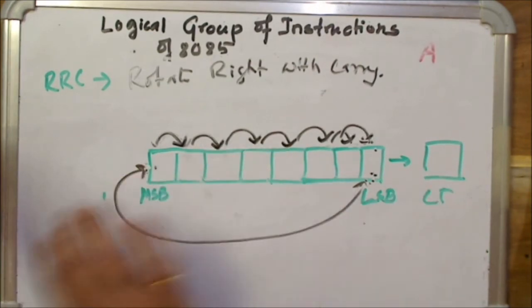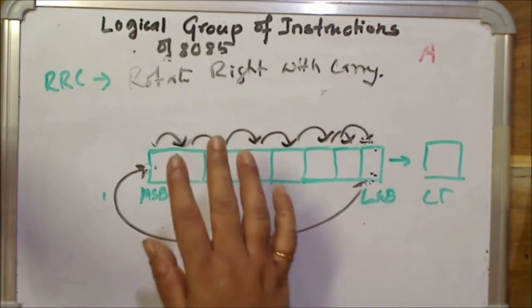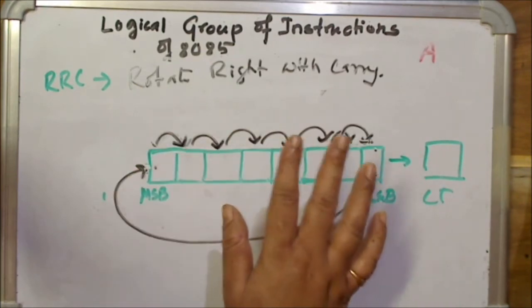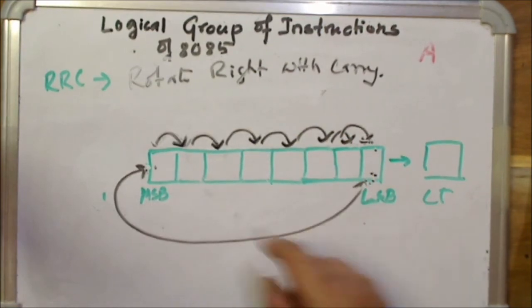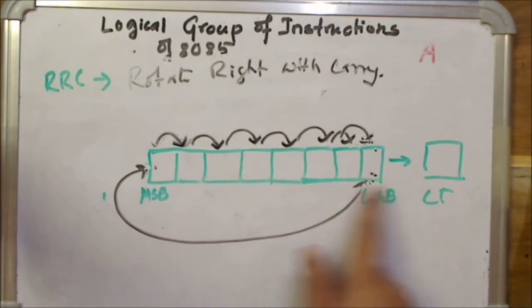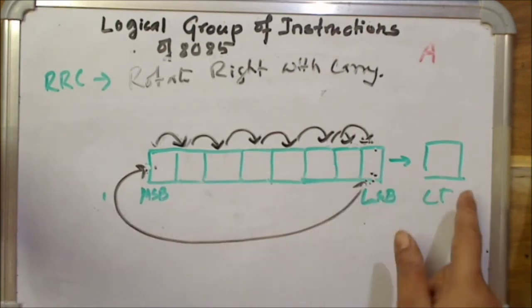So here in RLC and RRC, the carry flag is not taking any part in the rotation. Clear? Carry flag is not taking part in the rotation. Okay, only the accumulator register is rotated. Okay, what is the carry flag taking?